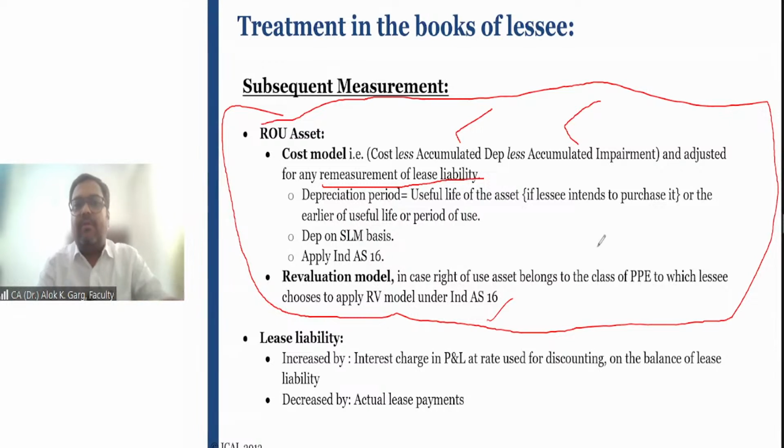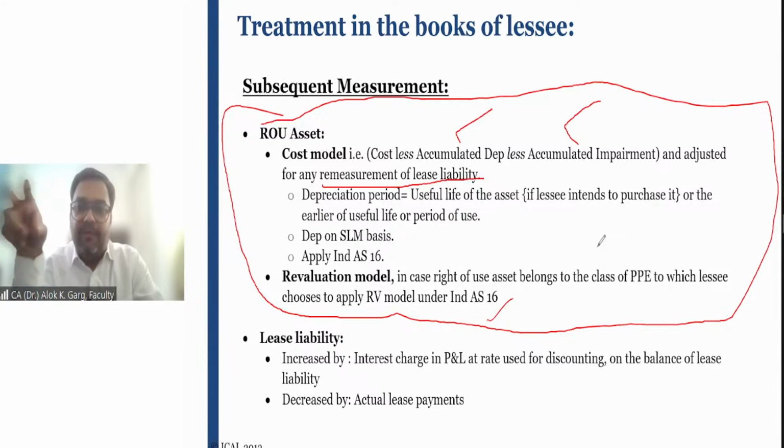Now, cutting the long story short, the right of use asset which you have created, you have to depreciate. You have to check the impairment also. Sir, how should we depreciate? You have to depreciate as per Ind AS 16, on the basis of straight line method, right? Now, what will be the period of the depreciation?